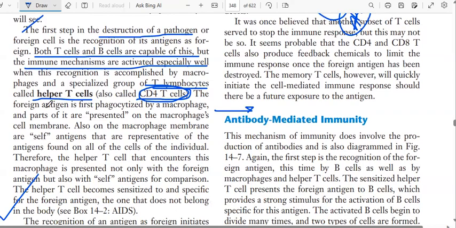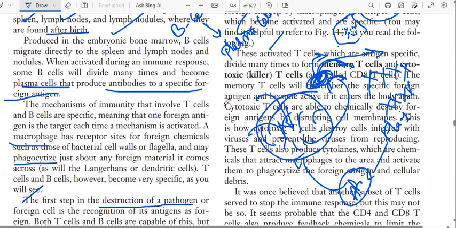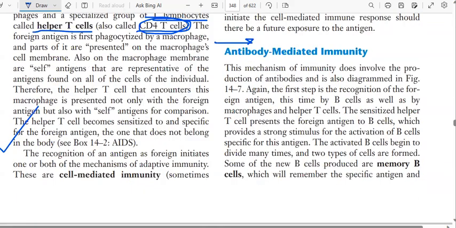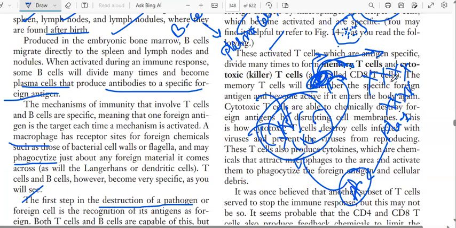The third step is that the CD4 or helper T cells will recognize whether this antigen is self or not. It does not depend only on macrophages. It also checks whether this antigen is our own material or foreign material. This is a very important step. So what will happen in most immunity disorders? Here the basic miscommunication happens. The CD4 helper T cells will recognize our own antigens as an enemy.